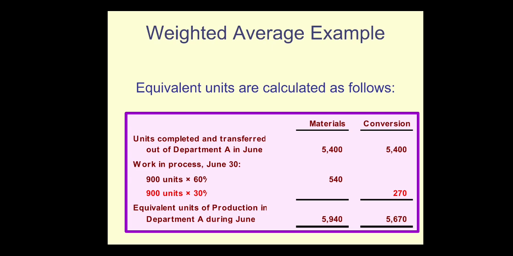So during the month of June, see the last point in this purple box. At the end of June, equivalent units of production in department A equal to 5,940 unit in terms of material and 5,670 in terms of conversion cost.